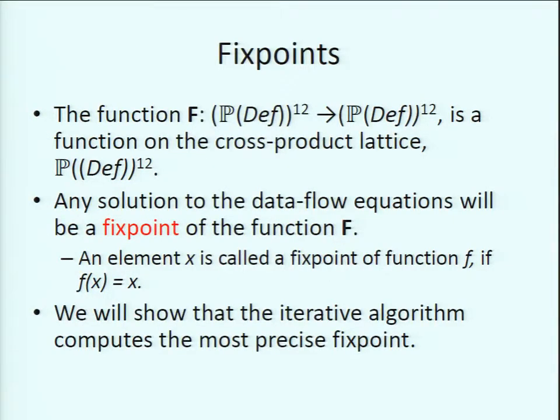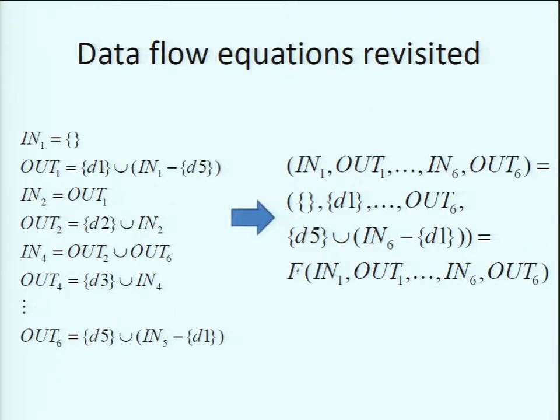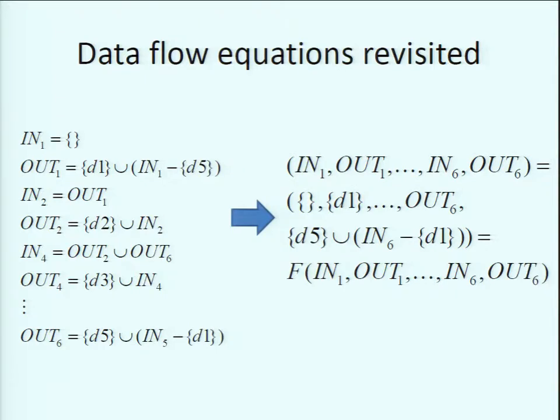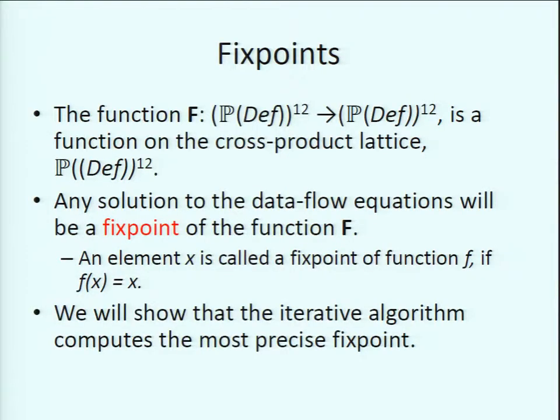This function f is a function on the cross product lattice. So it basically takes 12 subsets of def, and it will give out another 12 subsets of def by performing these manipulations. Now any solution to the set of data flow equations is going to be a fixed point of the function f. So what is a fixed point of f? An element x is called a fixed point of a function if f of x is equal to x. You can see that by applying f on the in and out variables, you are actually getting the same in and out variables. So hence the in and out variables which will be a solution of this set of data flow equations are going to be a fixed point of the function f.